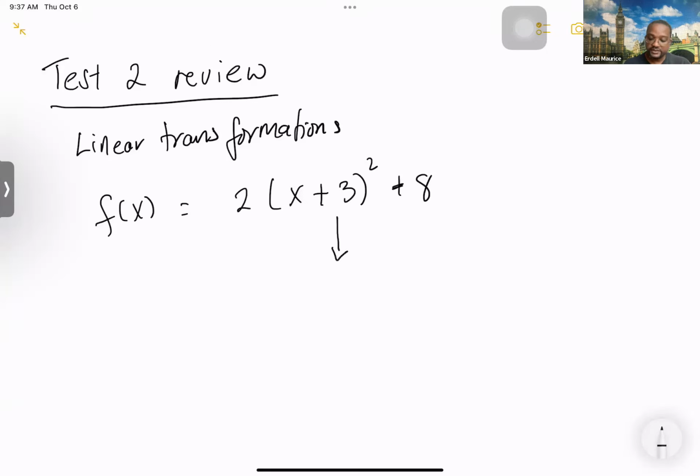The plus 3 right here means that the graph is going left 3 units. So this is a horizontal shift. The plus 8 right here means the graph is going to go up 8 units. And of course, the 2 out front is a vertical stretch by factor 2. You're going to multiply all the y values by 2.